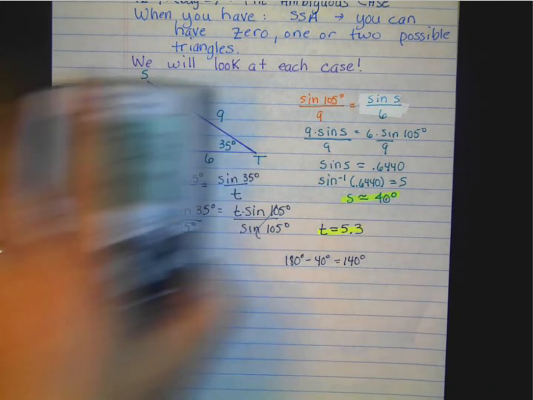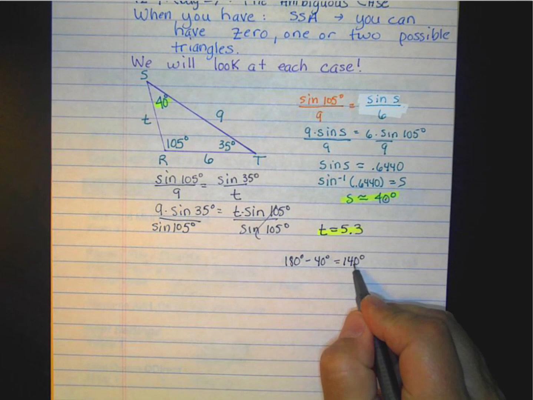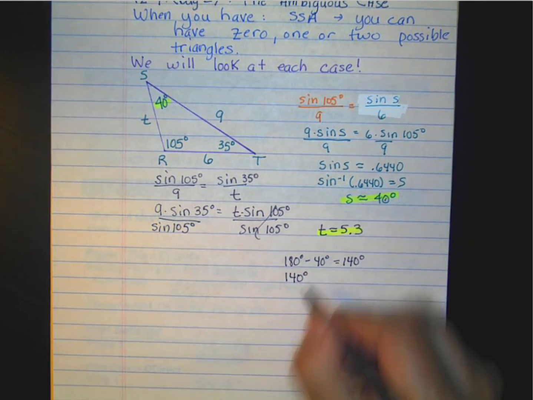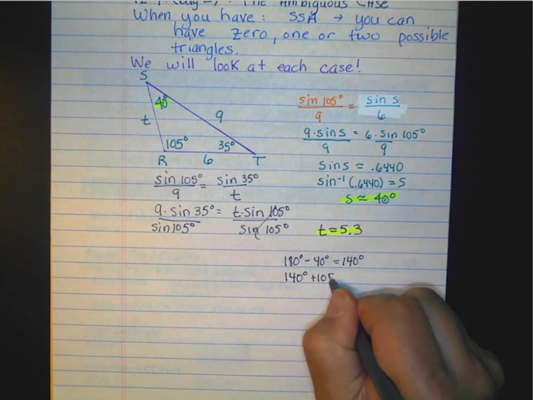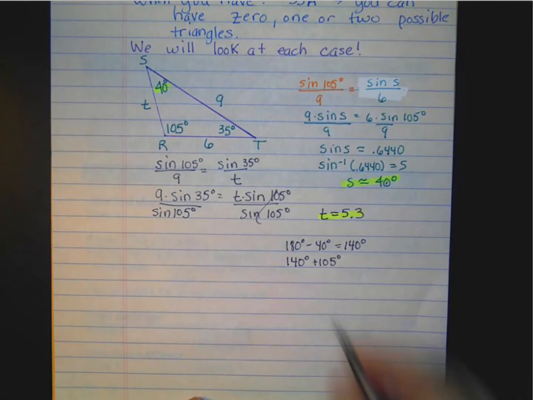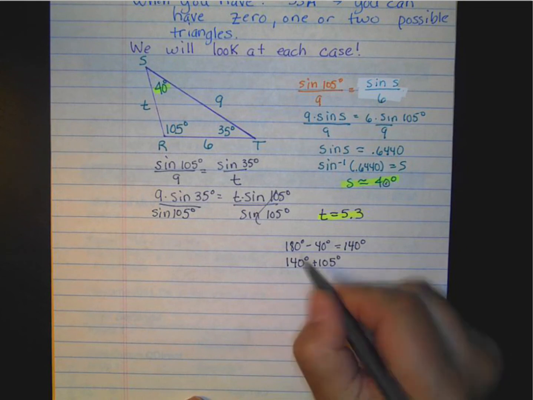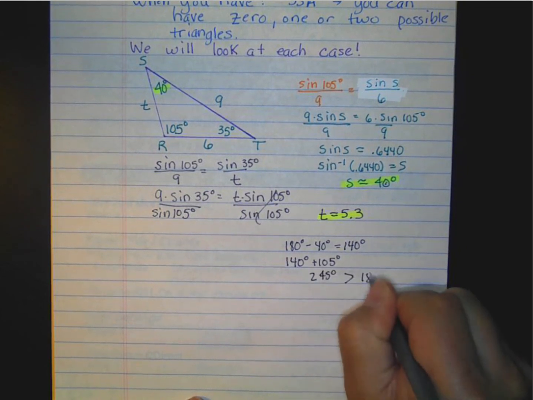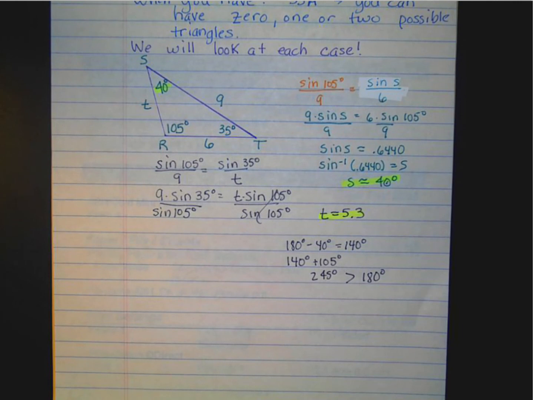So now here's the deal. That 140 degrees plus my given angle, which was 105, if you look at that, that's 245 degrees. That's greater than 180. I can't have another triangle. 140 cannot be an angle in that triangle. So that's it. I have one triangle.